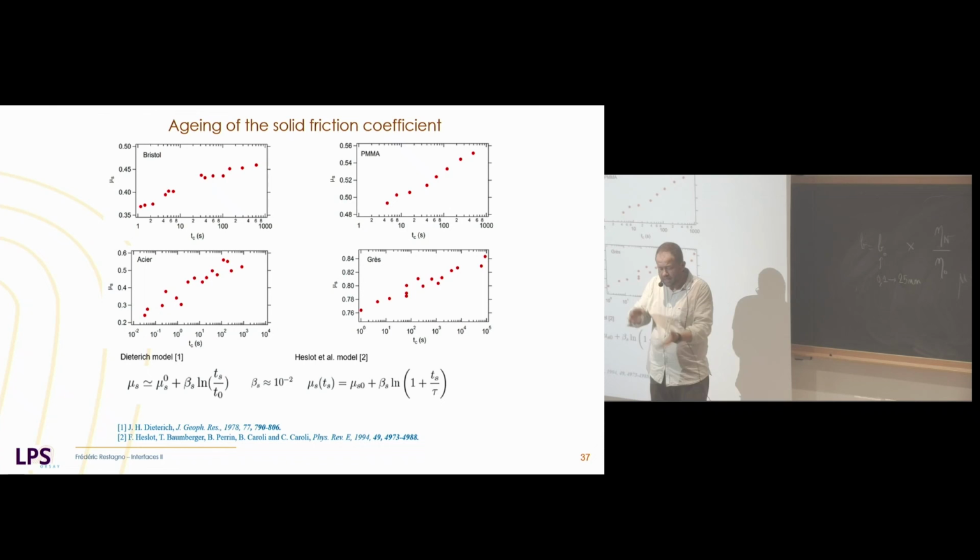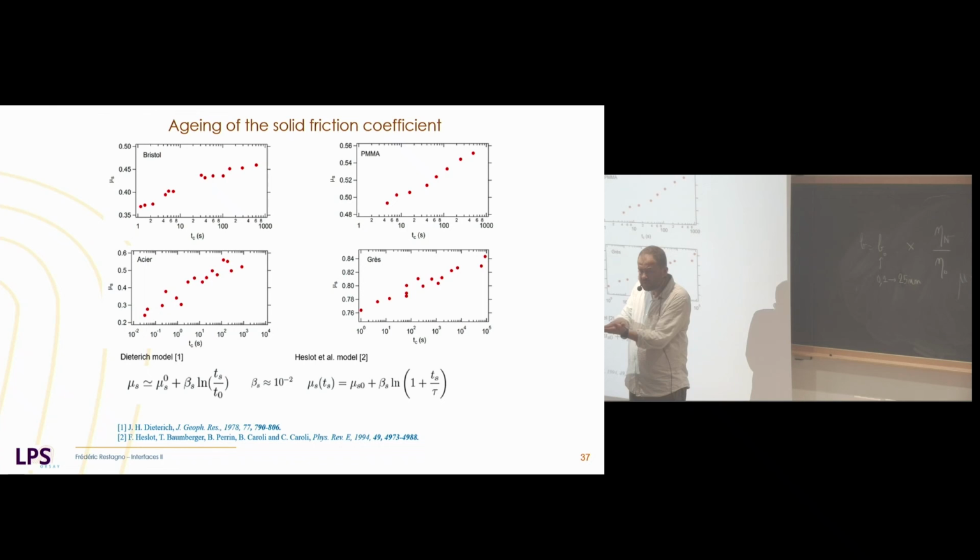I put the surface in contact. Exactly what they do is that they slide it a little bit in order to prepare the surface. Then they stop. They say that time is equal to zero. And then they wait. It's 1 second, 10 seconds, 100 seconds, 1,000 seconds. And they measure the friction coefficient. And the friction coefficient ages. You can do both. You can make new contacts, or you can slide and stop.